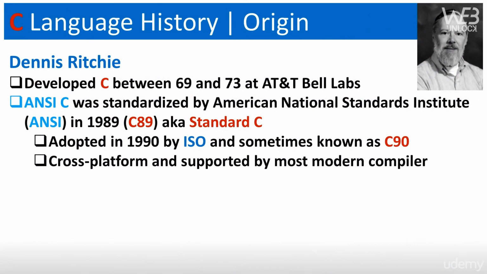The origin of C: Dennis Ritchie developed C between 69 and 73 at AT&T Bell Labs to rewrite most of the Unix kernel. ANSI C was standardized by the American National Standards Institute back in 1989, also referred to as C89, also known as Standard C. So whenever somebody talks about Standard C, you have to know that we're talking about the C that was standardized back in 1989, C89. It was adopted later by the ISO standard, referred to as C90. C89 and C90 are kind of the same, which is cross-platform and supported by most modern compilers.